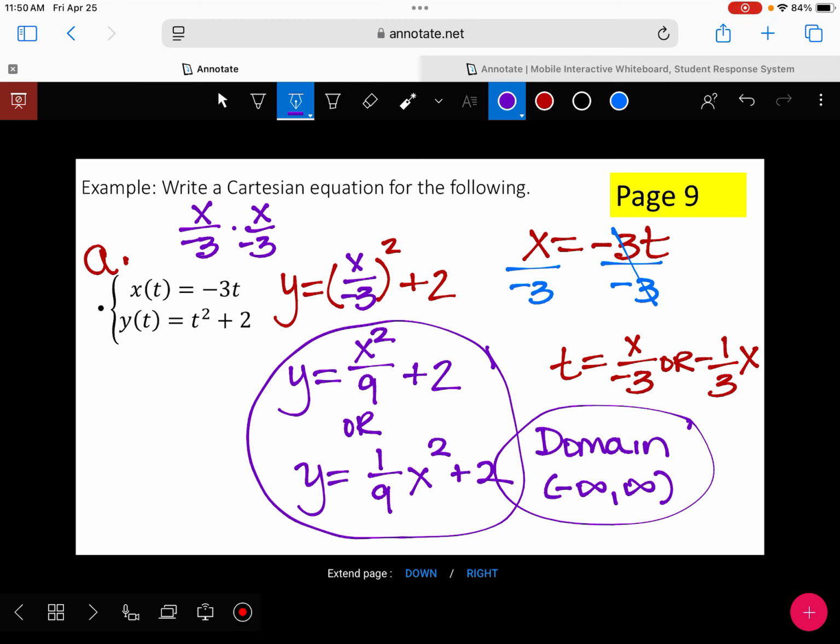Any questions about how I work through A? Anybody need more time to copy it down before we move on? All right, so let's look at our second one.